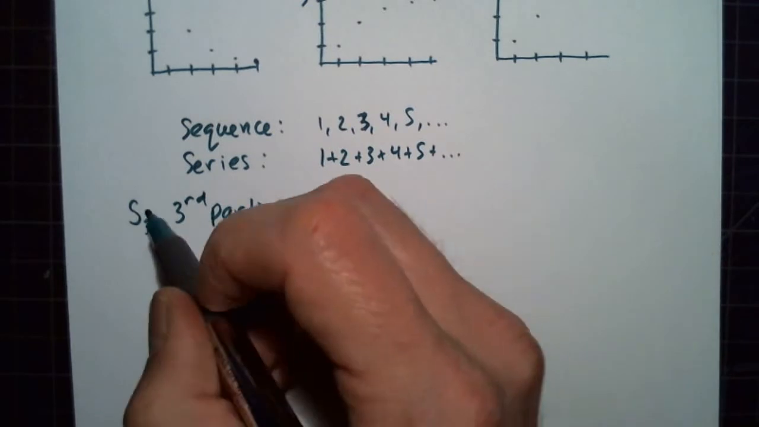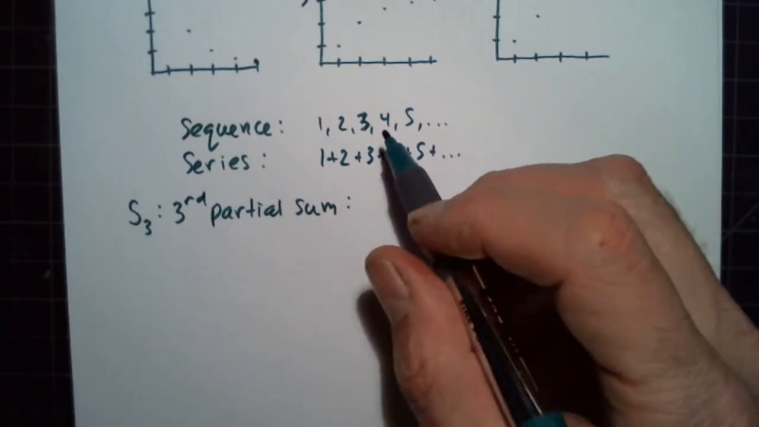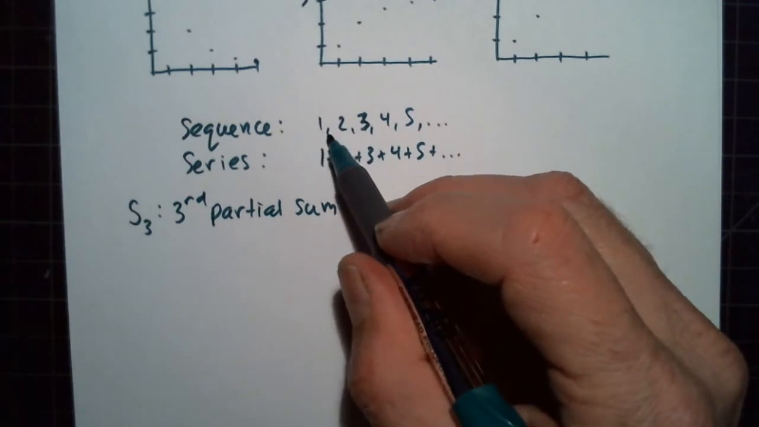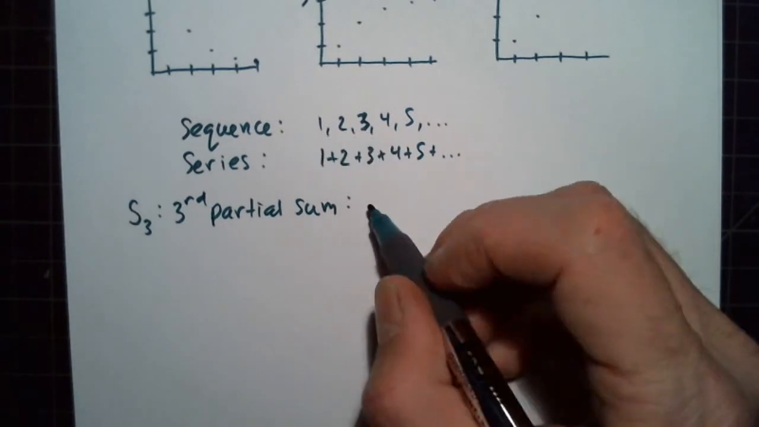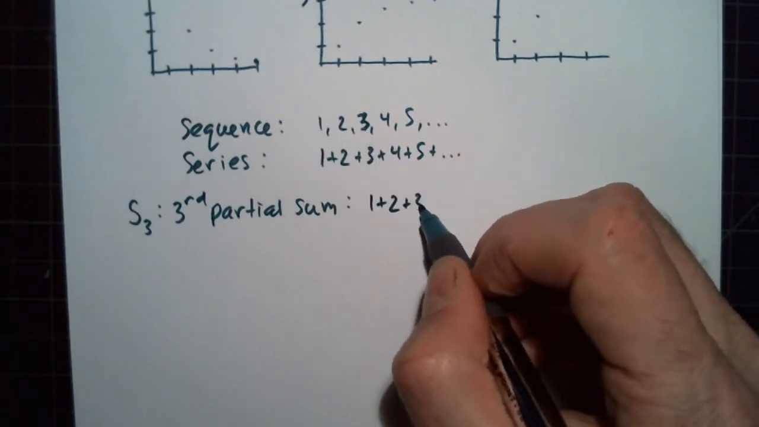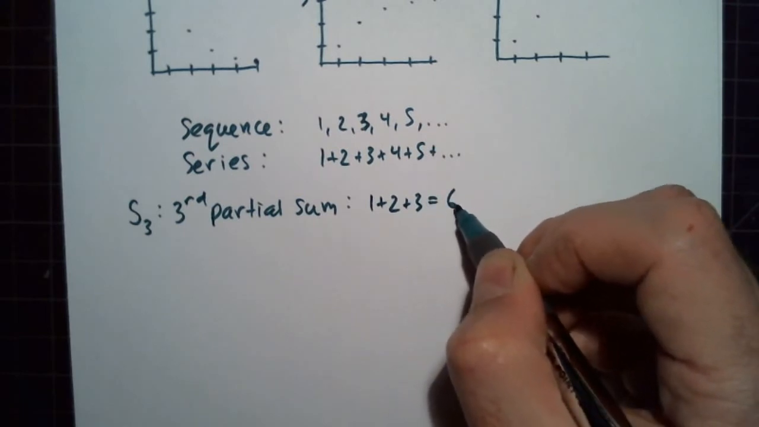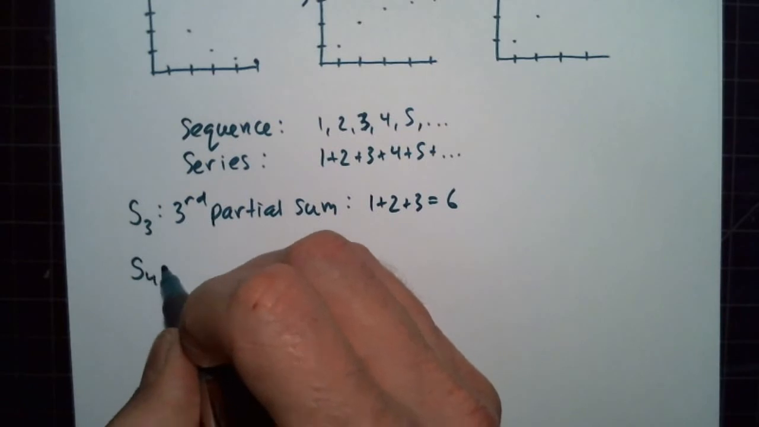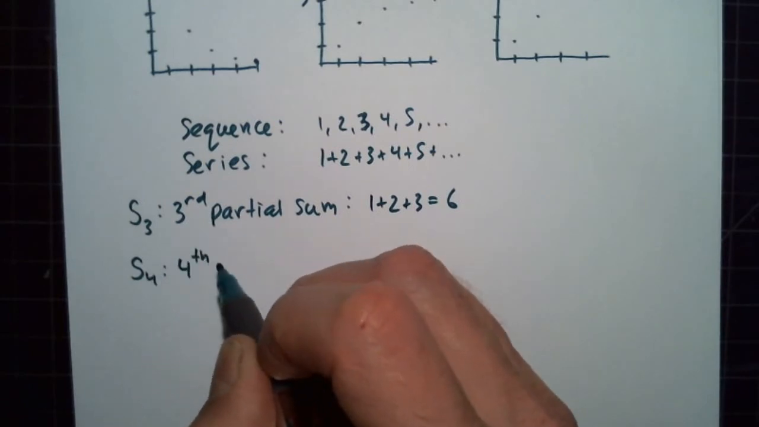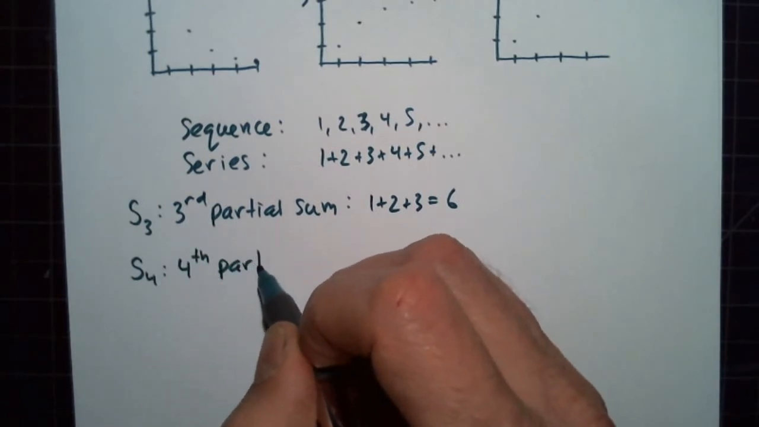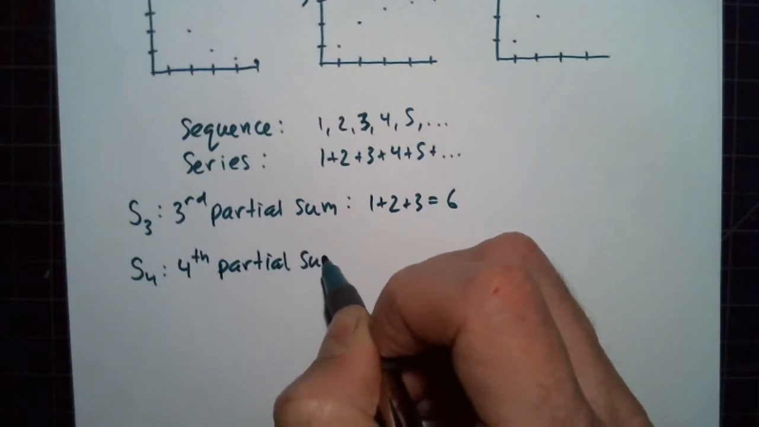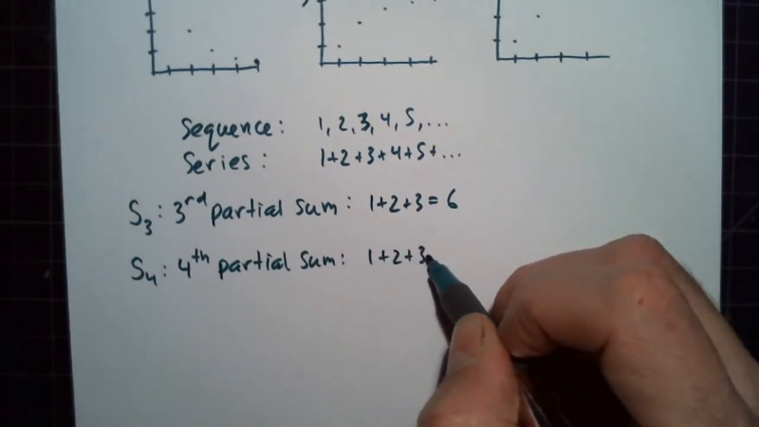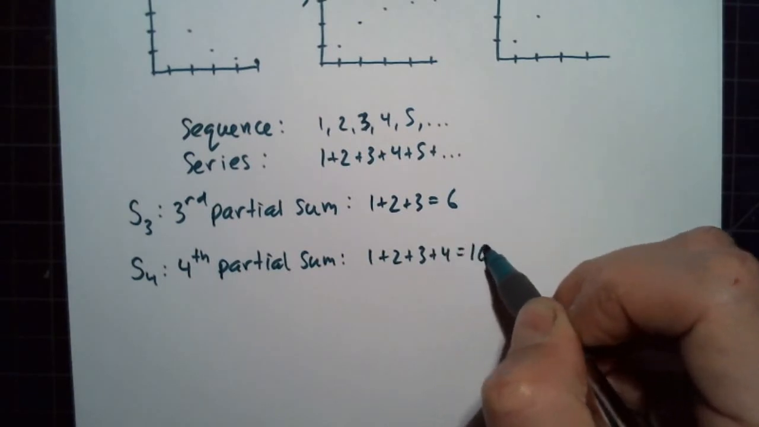And the third partial sum is the sum of the first three terms. So that would be 1 plus 2 plus 3. The third partial sum is 6. We could say S4. Well, that's the fourth partial sum, and that would be the sum of the first 4 terms. That would be 10.